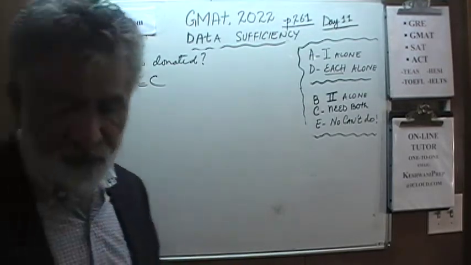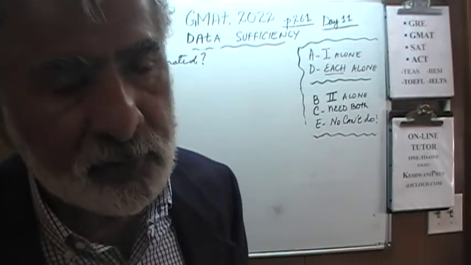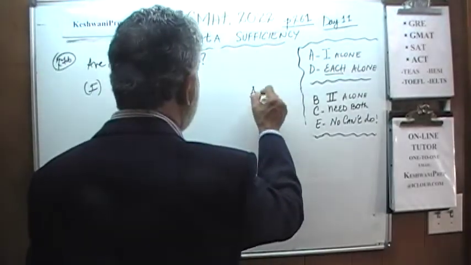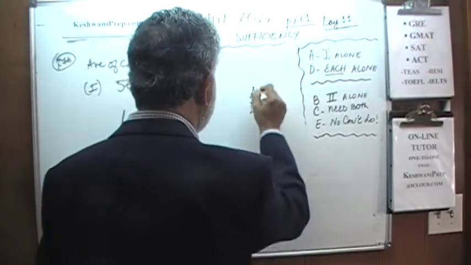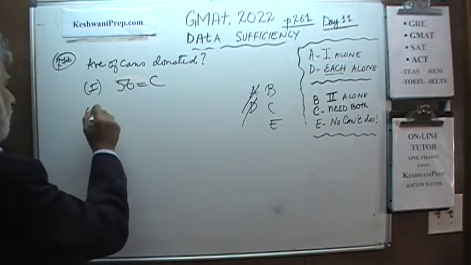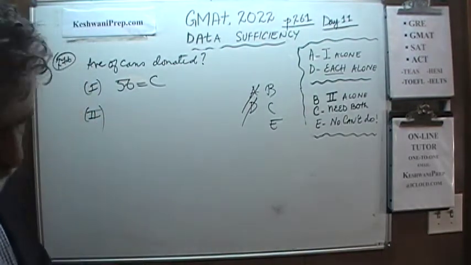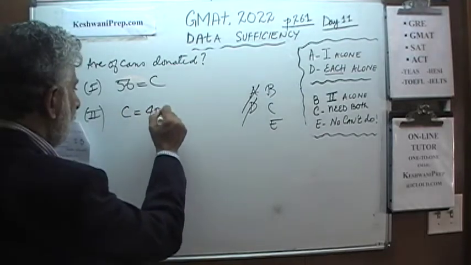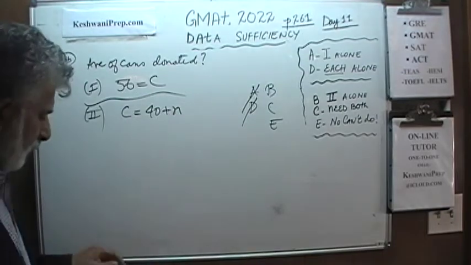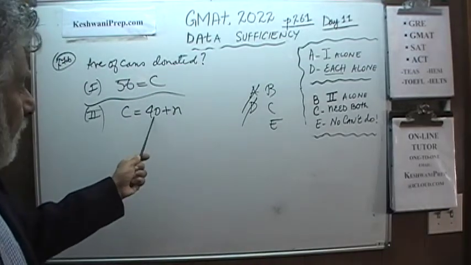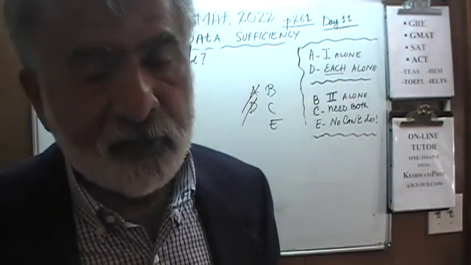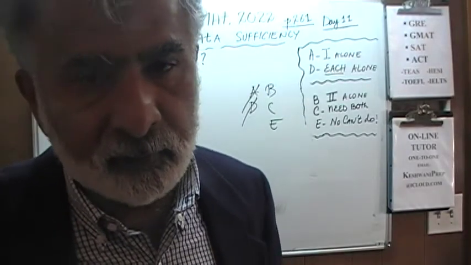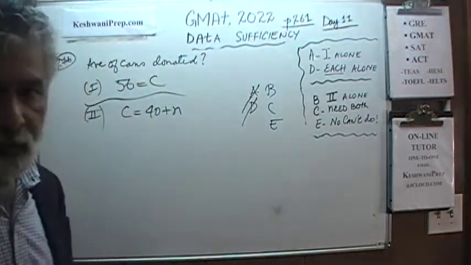Simply knowing the total of 56 cans were donated does not tell us what the average number of cans was because we don't know how many students there are in the class. A, D, B, C, E. The answer is not A or D. The second statement tells us that the number of cans that were donated is 40 more than the number of students. How many students there are in the class? 40 more than that is the number of cans that were donated. If there were 10 students in the class, the number of cans donated were 50. If there were 38, it was 78. You get the idea.